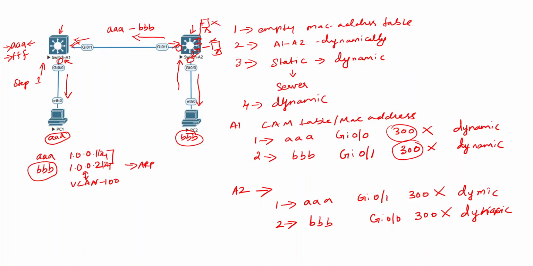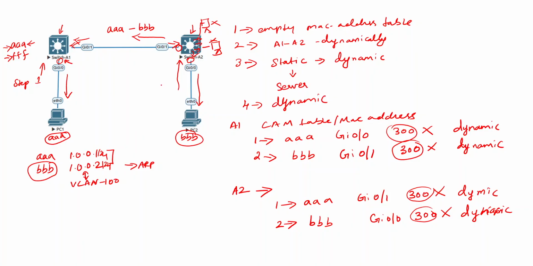Then in switch 2, it will process the same way. Once it receives the frame, it intercepts it and checks the MAC in the CAM table. If it is already available, then it sends it out of that interface, and while intercepting, it checks the source MAC also. If the source MAC is already available in the switch, it will update the aging timer, right? So this is how forwarding happens when the MAC is already learned on a switch.